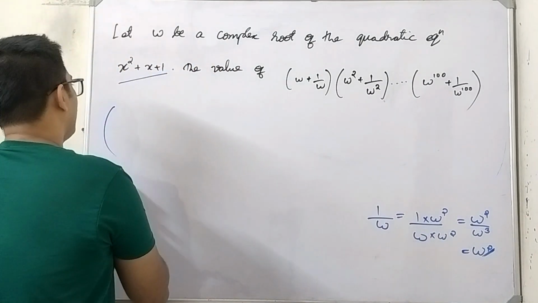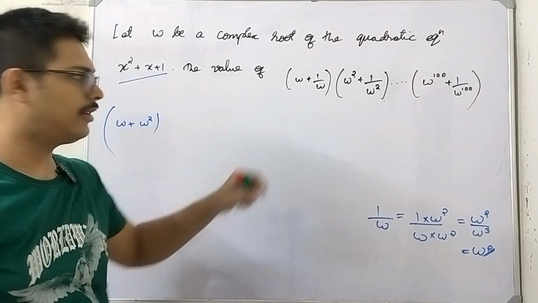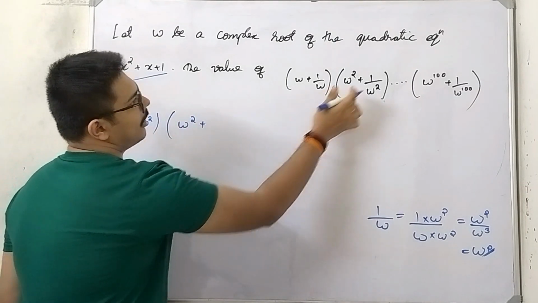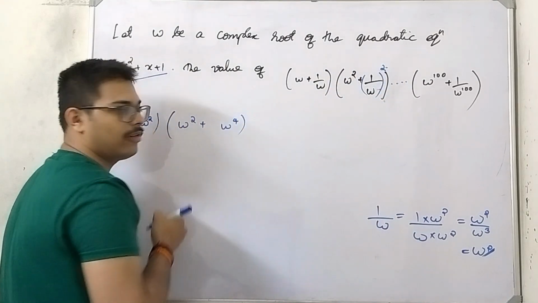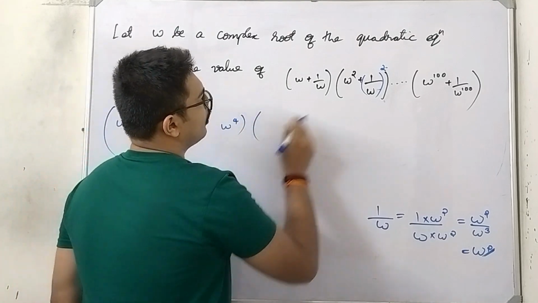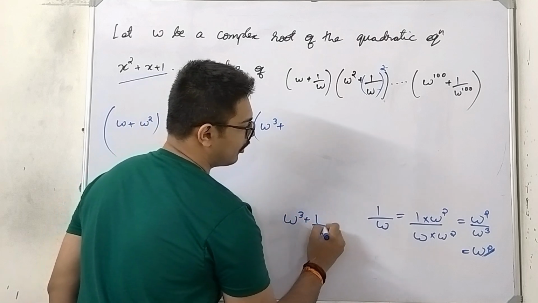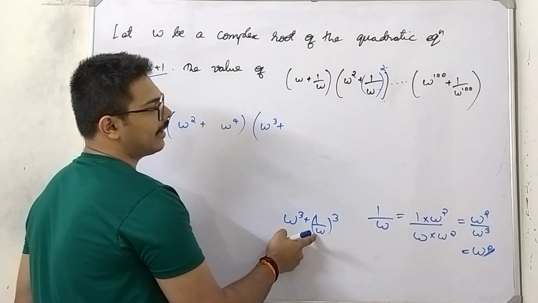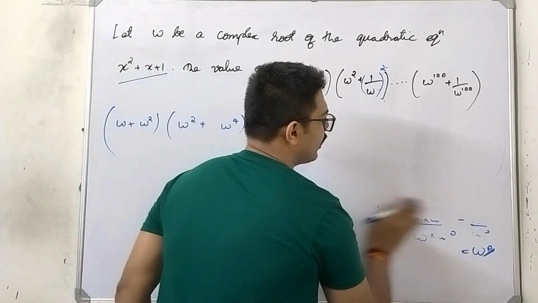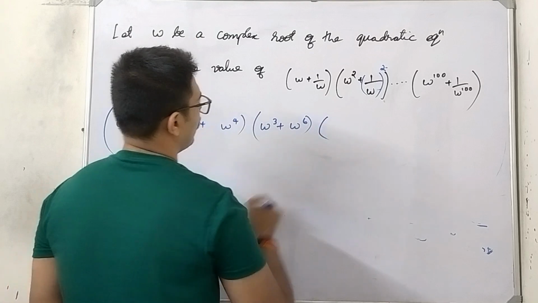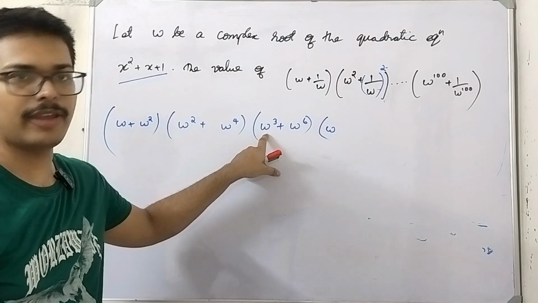Now, what will be the first value? Omega plus omega square, since 1 by omega is omega square. Then omega square plus 1 by omega square, which is 1 by omega the whole square, so it will be omega raised to 4. The next term is omega cube plus 1 by omega cube, which is omega raised to 6. Similarly, we can write 3 more terms. Have you noticed this? Omega square, omega raised to 4, omega cube, omega raised to 6.